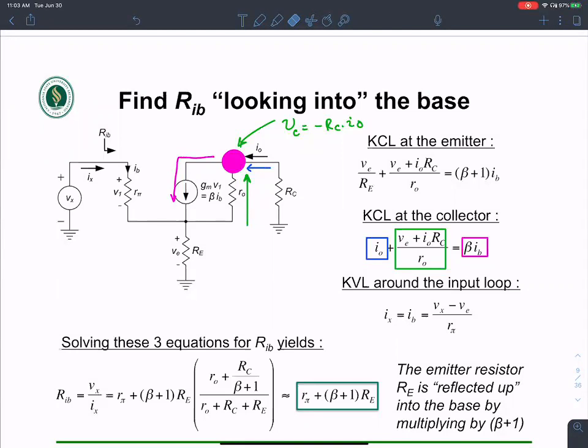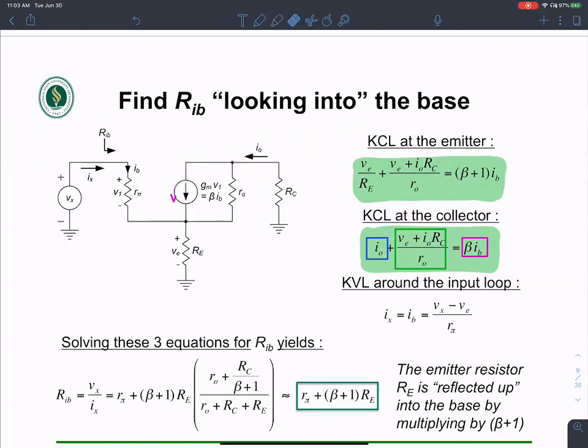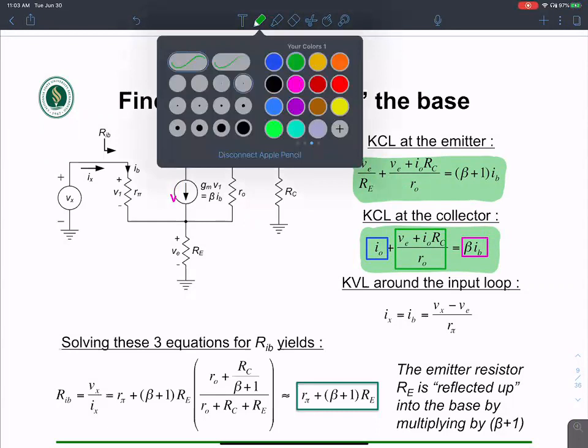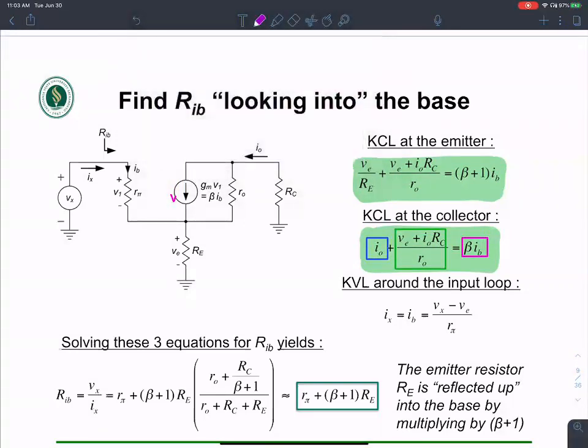That gives me KCL at the collector. So this is equation 1. And here is equation 2. That's my second equation. Let me see if I can get a third equation. The third equation is KVL around this loop. The loop I'm going to choose is the input loop.